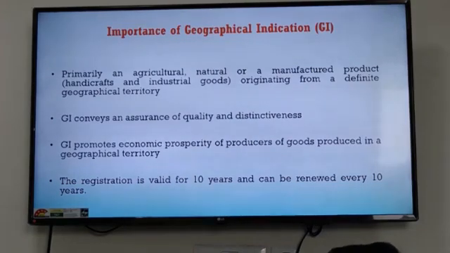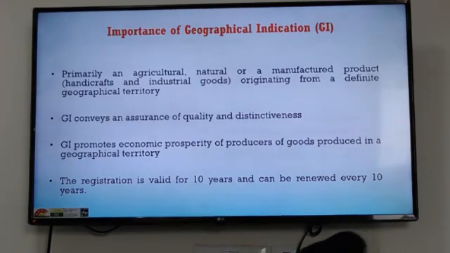How do I know if this is actually Darjeeling tea? The only way I will know it is if it has a geographical indication, which means that the government has tested and checked and confirmed that this particular product made by this particular group of people from this region is an authentic and genuine product from that region. So therefore, the importance of the geographical indication.